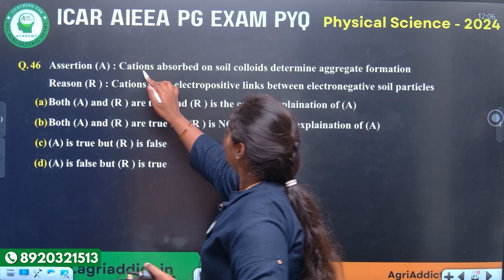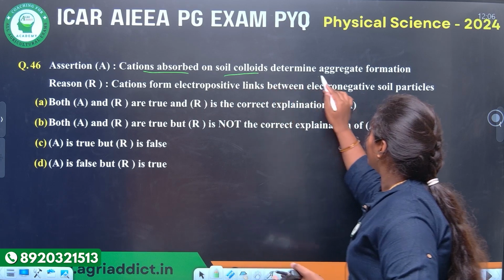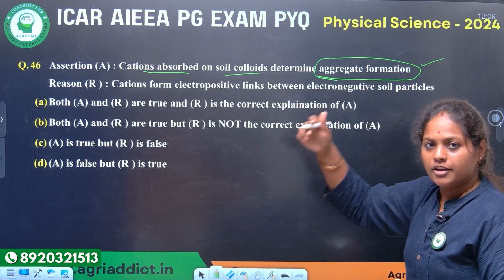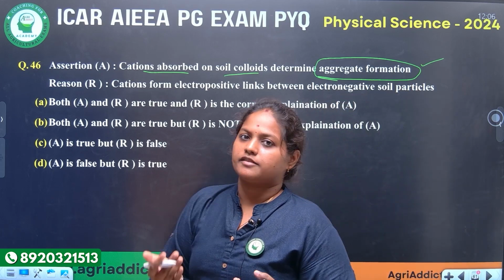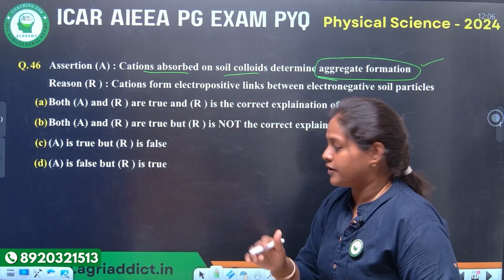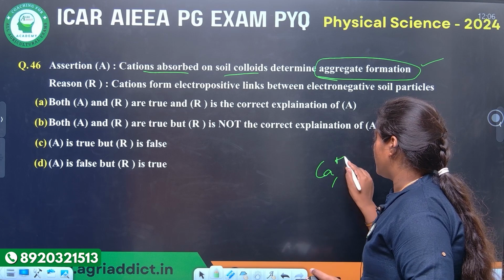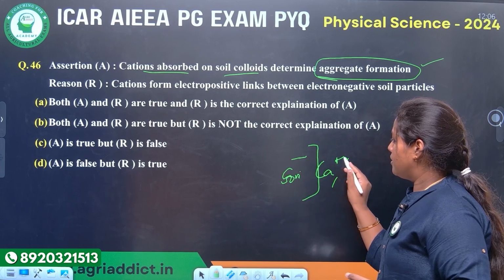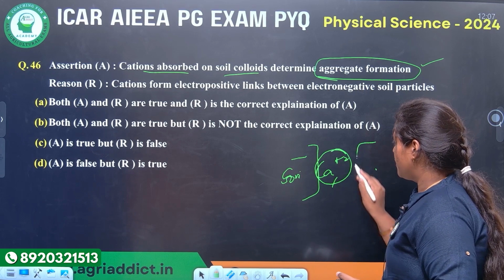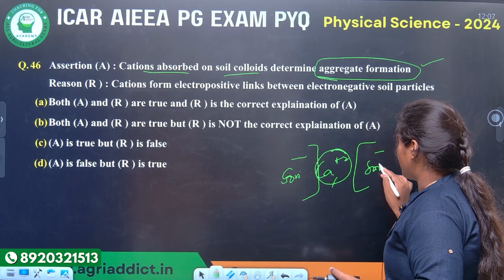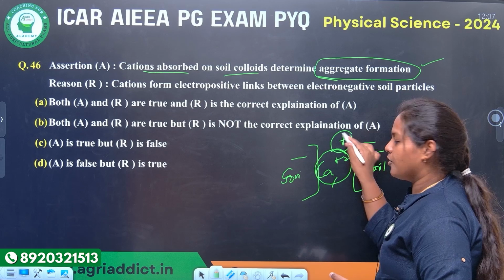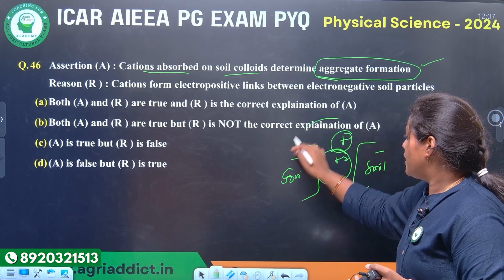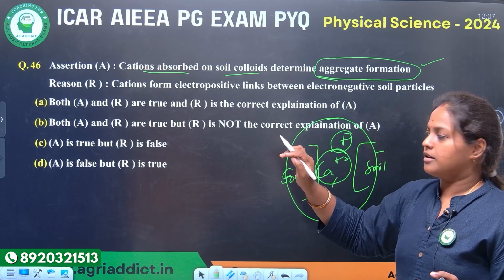Question number 46. Assertion: cations adsorbed on soil colloids determine aggregate formation. True. Because whenever a positively charged particle, that is a cation, gets attached to the soil surface, for example, let us take calcium ion on a soil particle, it will act as a bridge between 2 negatively charged soil particles. Because it is positively charged, it will hold 2 negative charges together by acting as a link. In this way, it will form an aggregate.